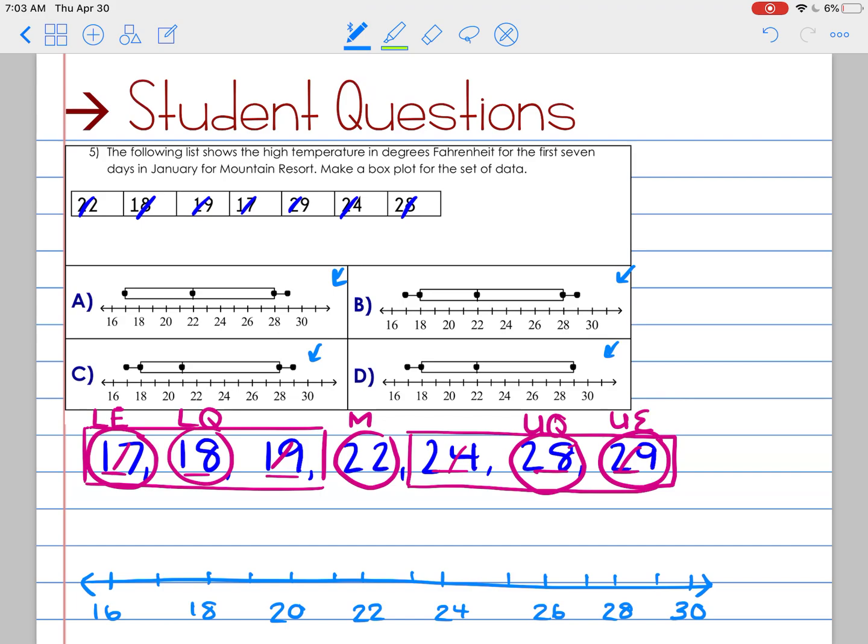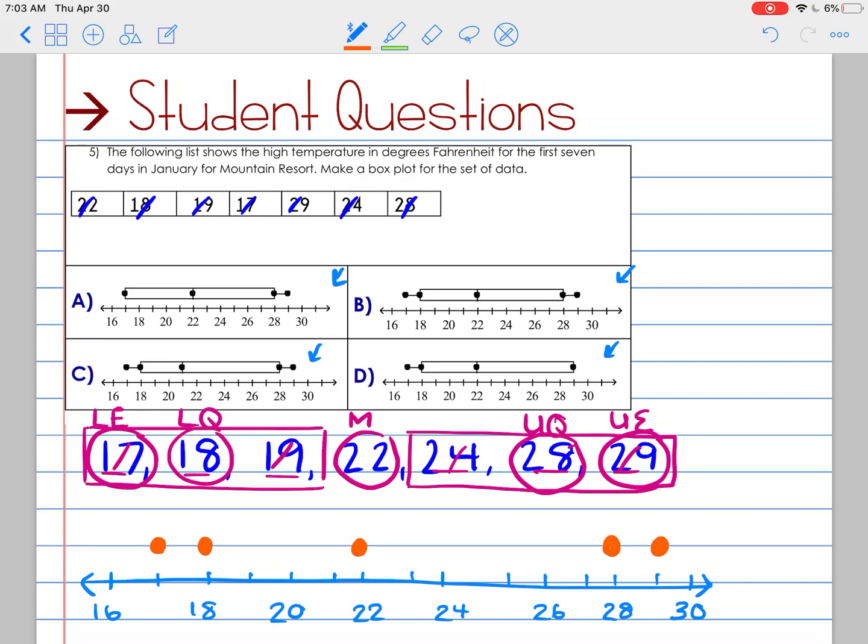And then all we're going to do is plot the points that we found in our data set. So my lower extreme is a 17. My lower quartile is an 18. My median is a 22. My upper quartile is a 28. And my upper extreme is a 29.